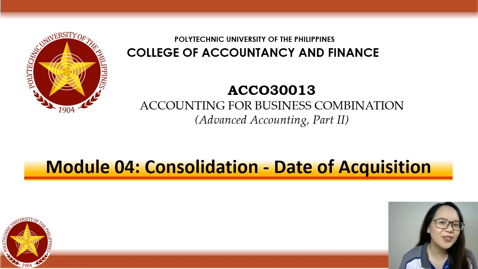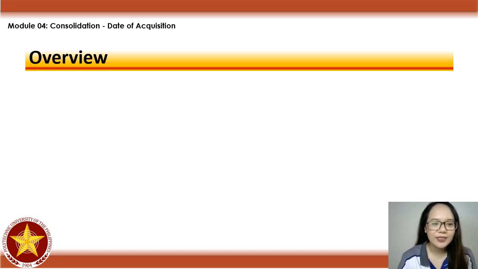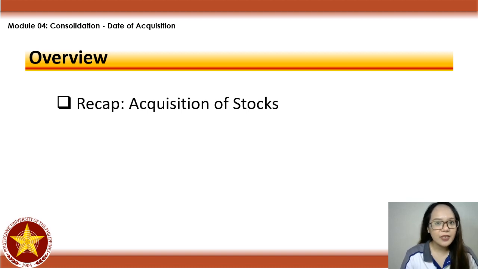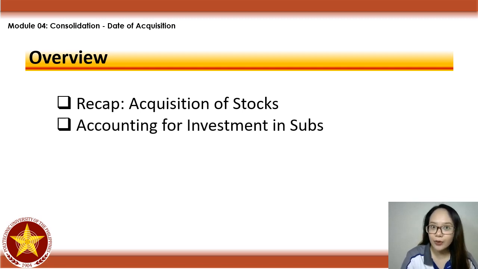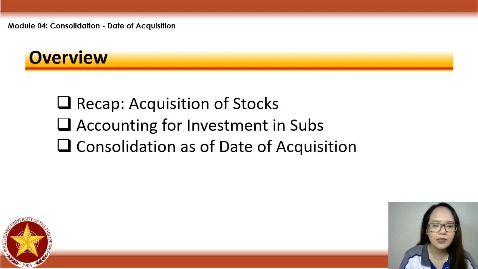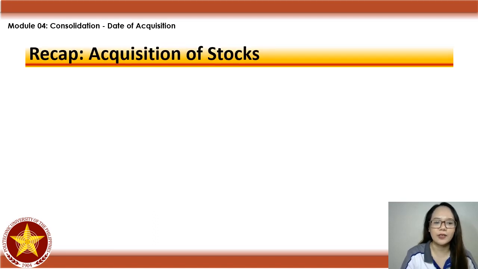So we're now on our fourth lecture for consolidation as of date of acquisition. Okay, for the overview, we'll discuss first a recap. Ano nga ba yung acquisition of stocks? Ano yung concept nga? And then how do we account for investment in subsidiary in the books of the parent company or what we call the separate financial statements? And then let's try consolidation as of date of acquisition.